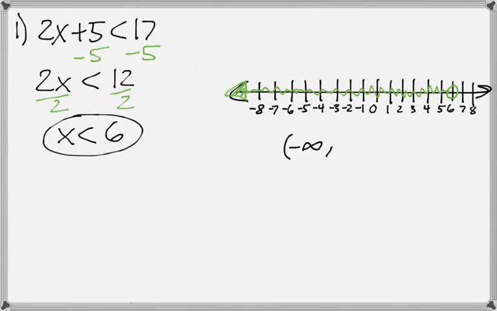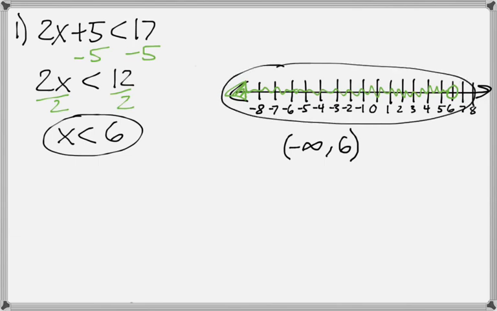And then I'm going to put a comma. And if I go all the way to the rightmost number, it's 6. So I'm going to put comma 6. And that's also going to be a parentheses. So this shaded region, the furthest left it goes is -infinity. The furthest right it goes is 6.